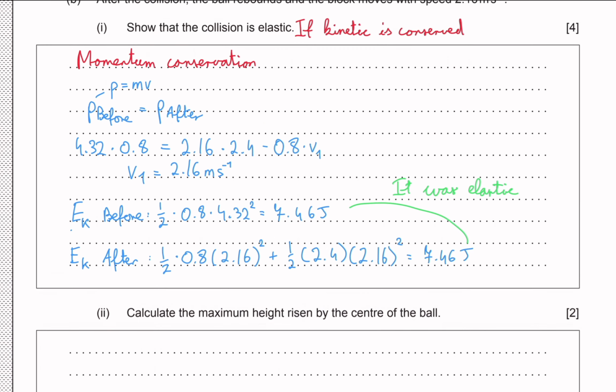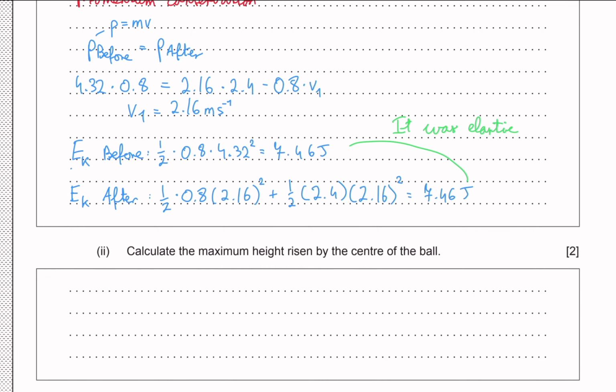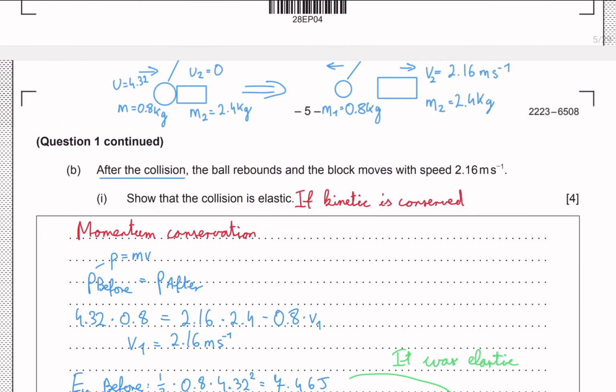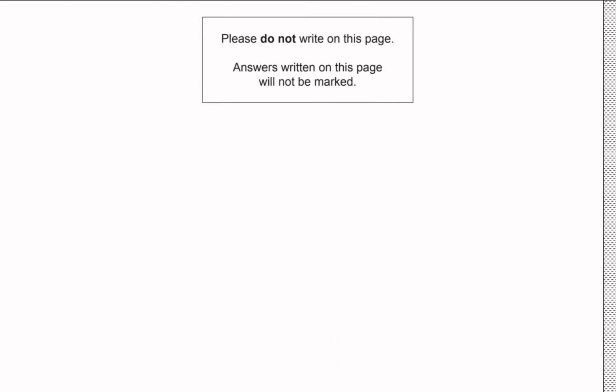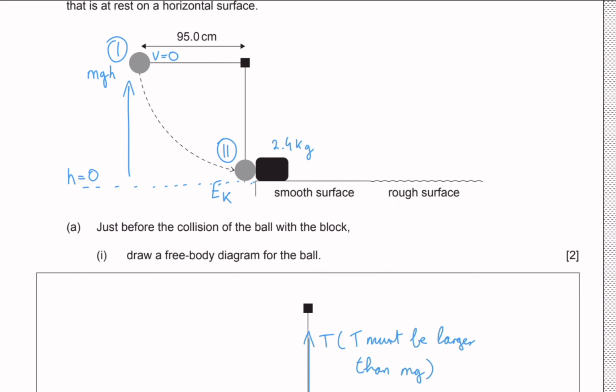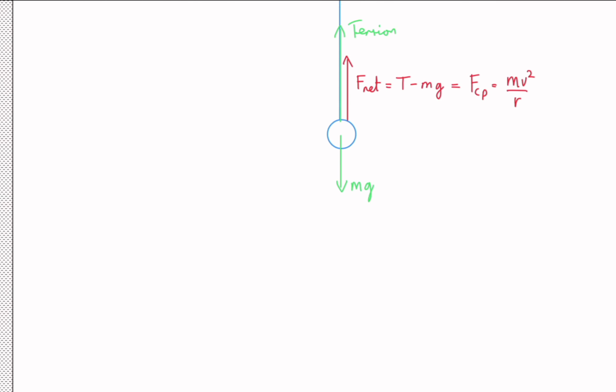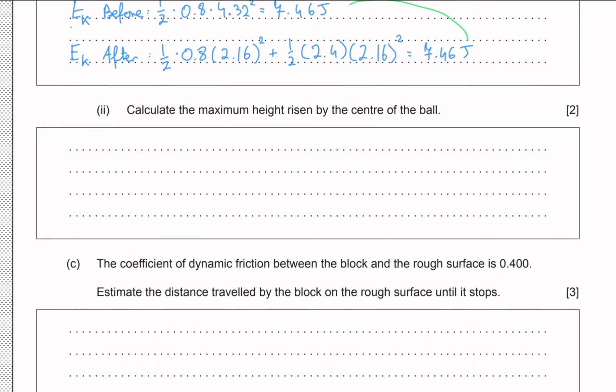And then we need to calculate the maximum height risen by the center of the ball after the collision. It's still part of the same sub-question. So again, we can just consider the energy conservation. It rebounded with some speed that we just calculated. And again, the energy conservation is going to hold, just like we had in the first part where we had to calculate the final speed. It's the exact same concept.